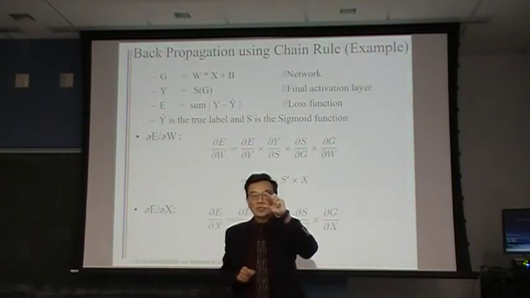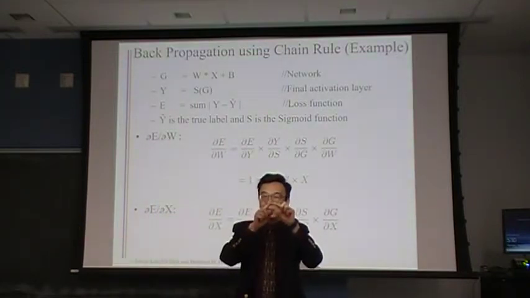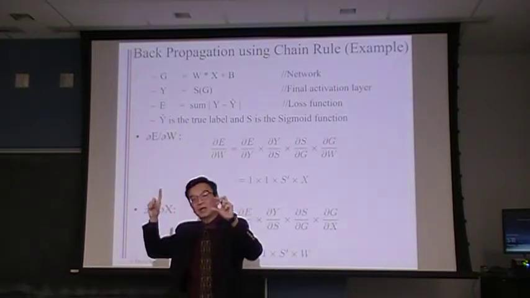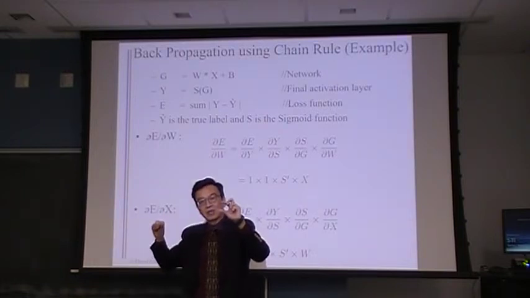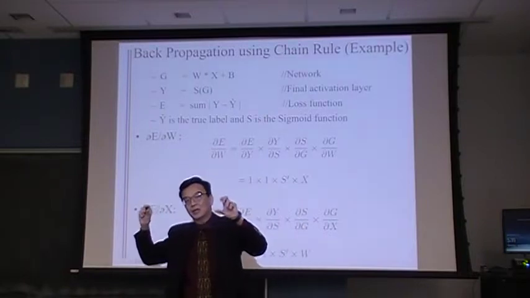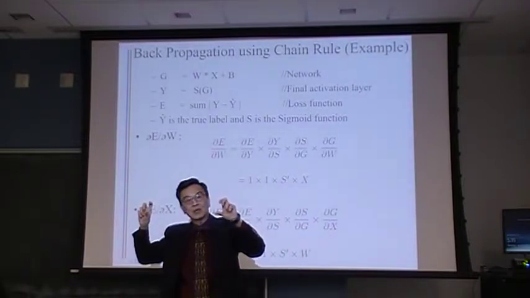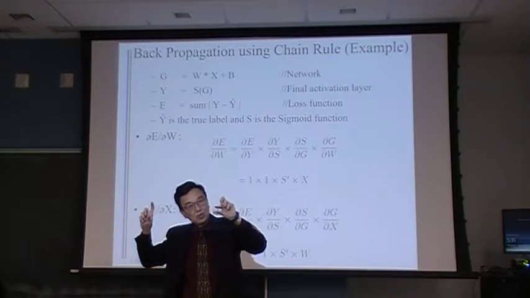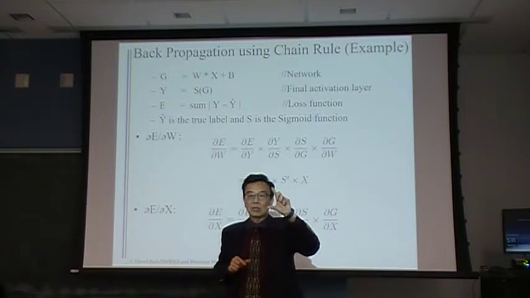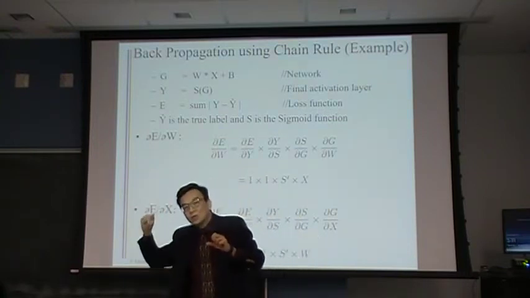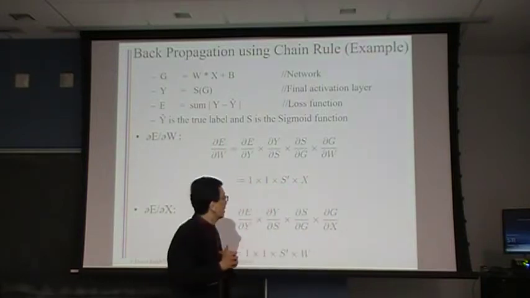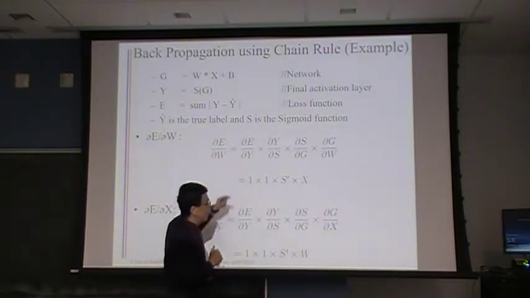So if I increase the W value a little bit, let's say by 0.1, do I have an increased error or decreased error? If I increase the W value and the error actually increases, then I should try to decrease the W value. But if I increase the W value and the error value decreases, then I should increase the W value. So that's exactly what this delta E delta W is about.